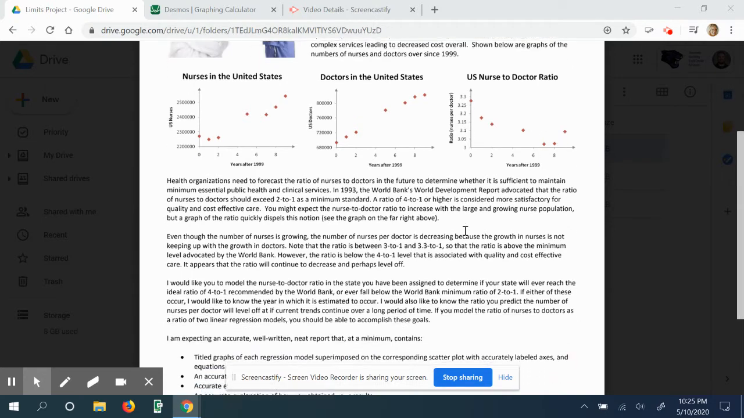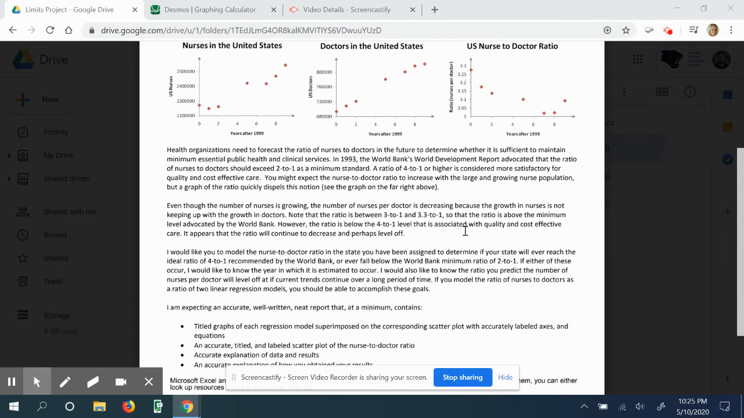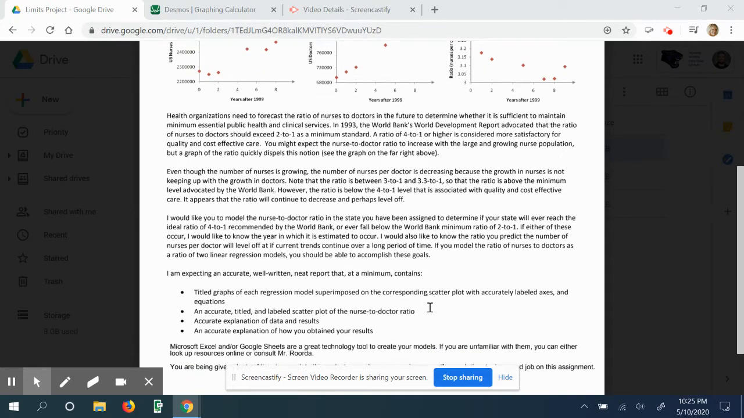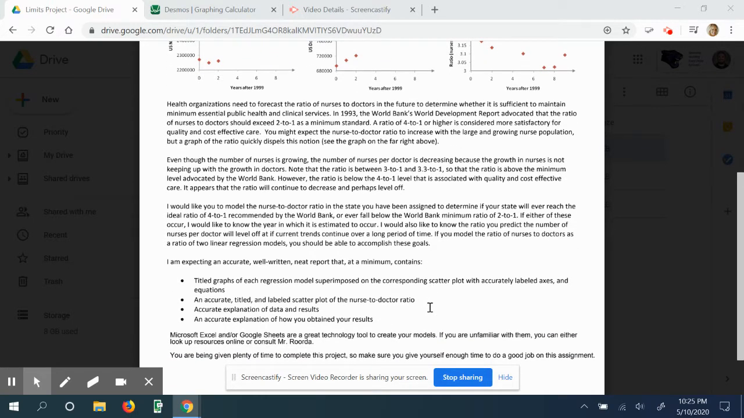So what we're going to do is you're going to look at a specific state, and you are going to come up with these 3 graphs. You're going to compare the ratio of nurses to doctors in that state. And I want you to make some sort of analysis on what you think is going to happen in the future.